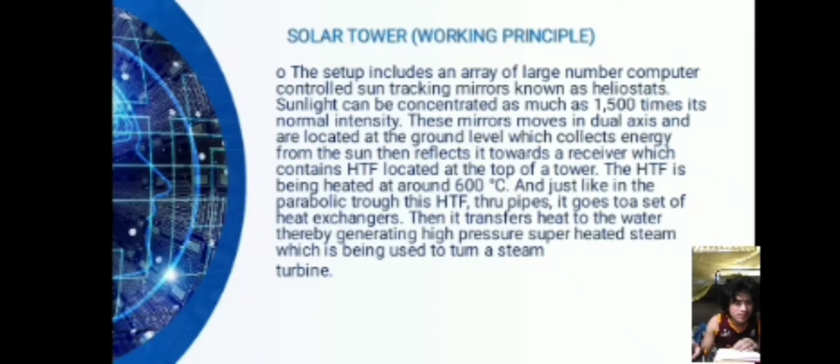The HTF is being heated at around 600 degrees Celsius. And just like in the parabolic trough, this HTF runs through pipe. It goes to a set of heat exchangers. Then it transfers heat to the water, thereby generating high-pressure superheated steam, which is being used to turn a steam turbine. So, almost the same lang.